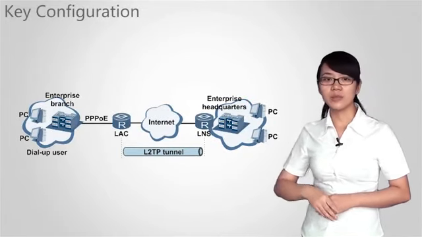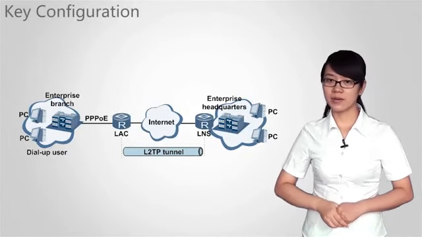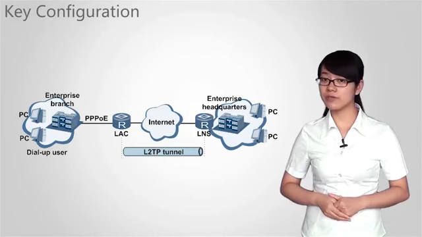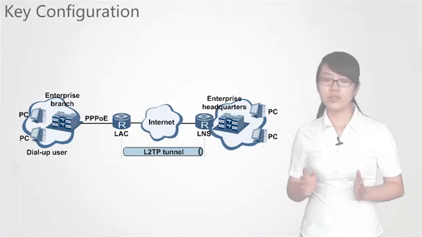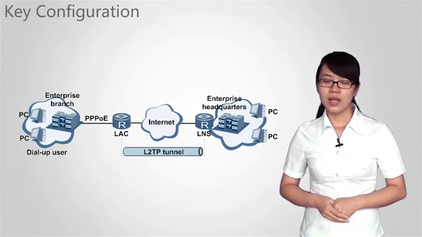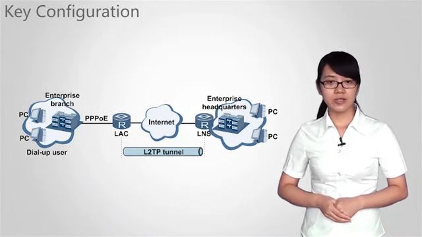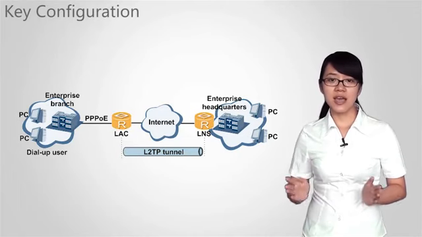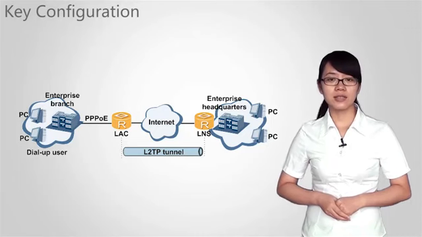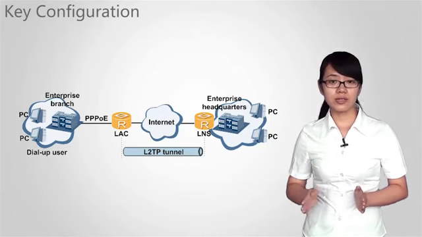This figure is a typical L2TP networking diagram. Let me show you key configurations and precautions in L2TP deployment. AAA authentication: L2TP uses AAA for user authentication. The LAC and LNS save PPP user information on the device or RADIUS server.